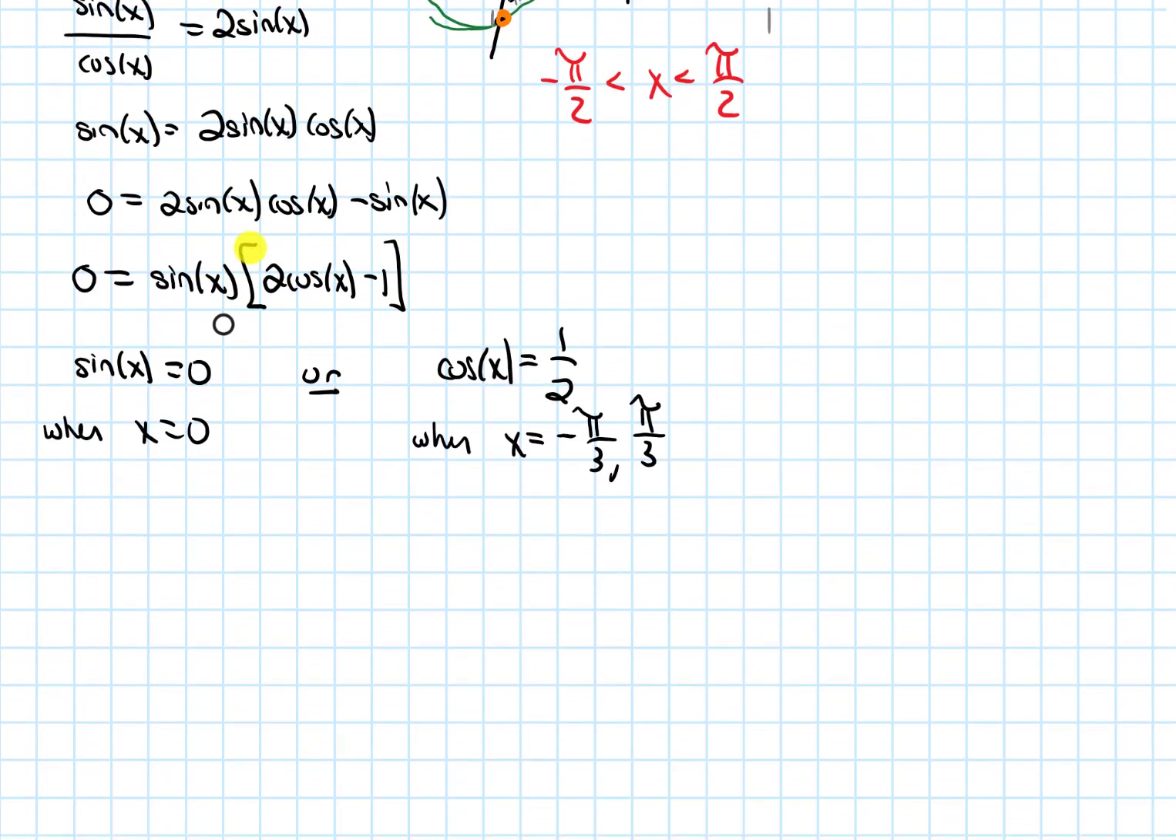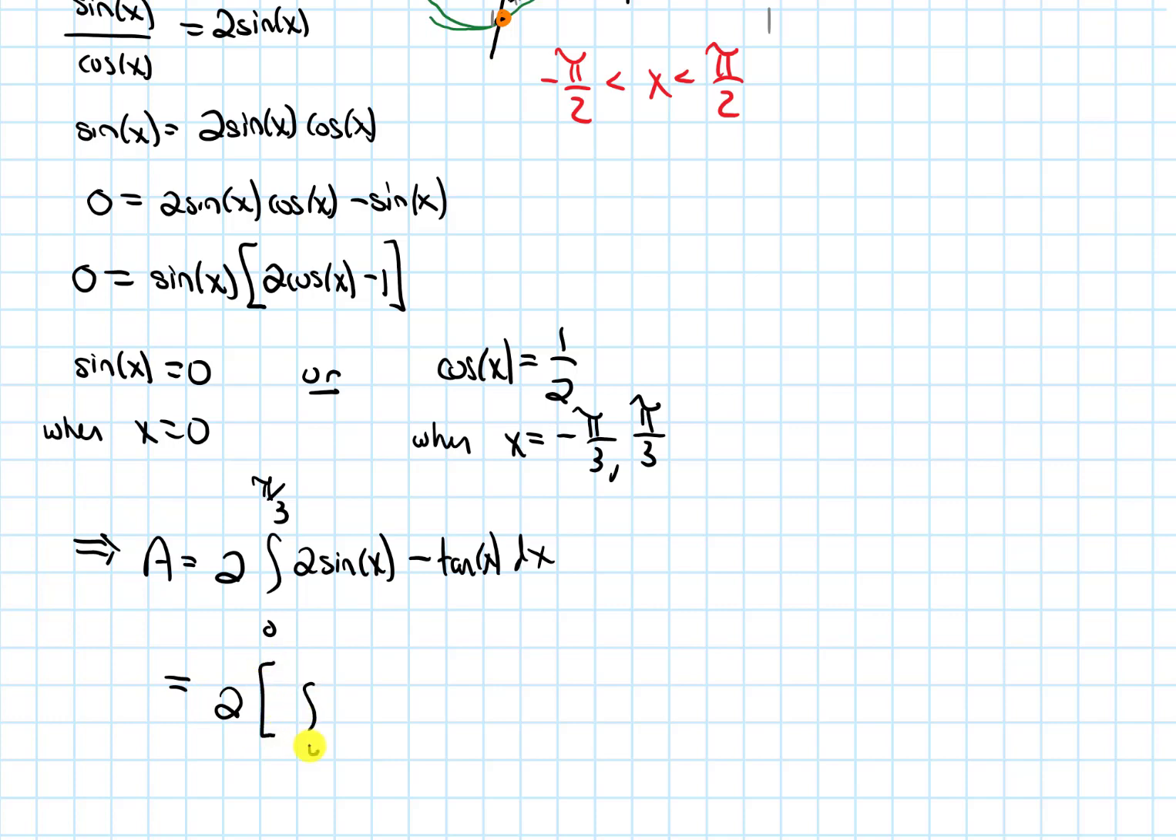All right, so let's plug into our area formula. So this implies area equals 2 times the integral from 0 to pi over 3, that was our intersection point, 2 sine x minus tangent of x dx. Okay, so I can handle the antiderivative of 2 sine x more easily than the antiderivative of tangent. So I'm going to split this up into pieces. I'll do 2 times the integral from 0 to pi over 3, 2 sine x dx, and then minus the integral from 0 to pi over 3 of tangent x dx. Let's close that bracket.